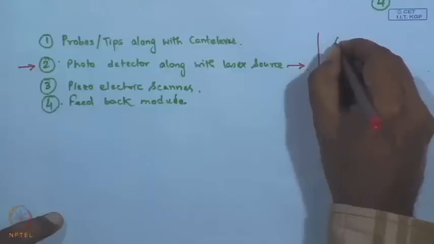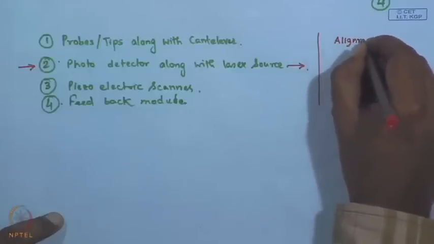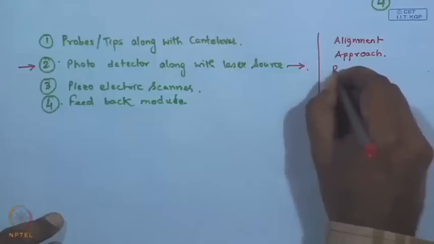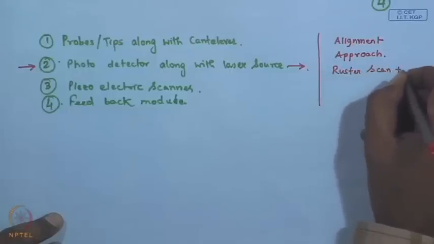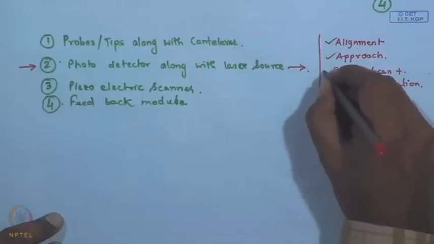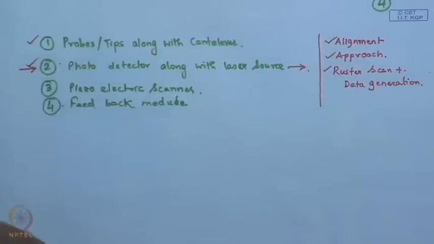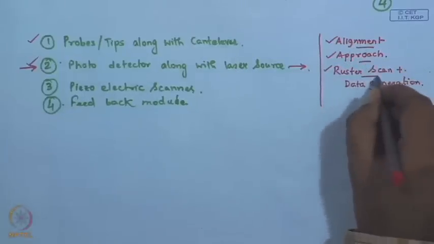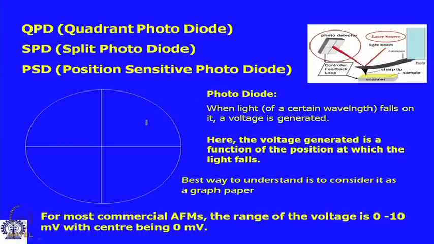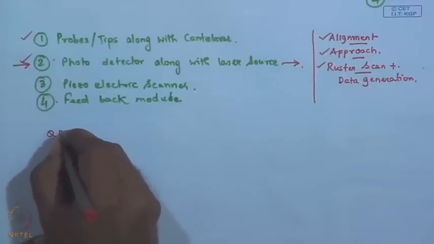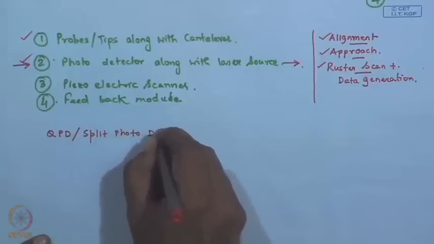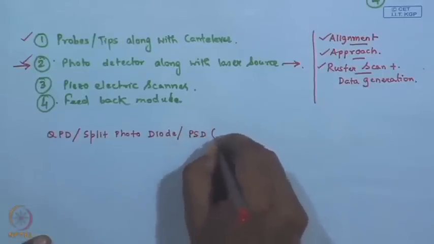Once we are through with these hardware elements, we will then focus our attention on some of the operational aspects. We start off with alignment and then approach, and then raster scan and data generation. So after this class and probably the subsequent class, you will be able to understand these individual elements and operations, as well as how exactly an AFM generates an image. So let's see what a photodiode is. What we will be using is essentially a quadrant photodiode, QPD. It's also often referred to as the split photodiode, or the PSD, position sensitive diode.